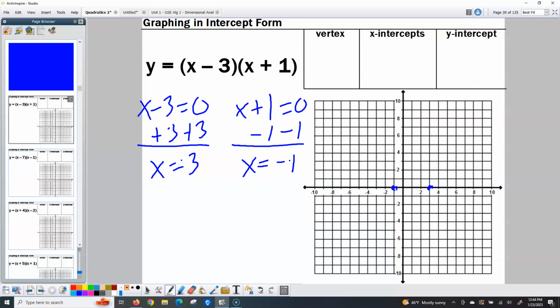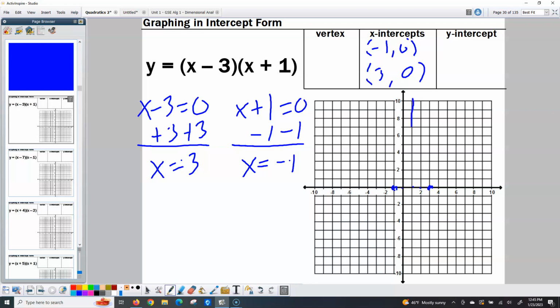And my x-intercepts would be, I wish my pen would work a little better, negative 1, 0, and 3, 0. And I know that my axis of symmetry is going to be halfway in between those two points, and that's where I'm going to find my vertex. So if I count something this close, I have 1, 2, 3, 4, 5 spaces. I'm going to go 1, 1, and then 1 right there.